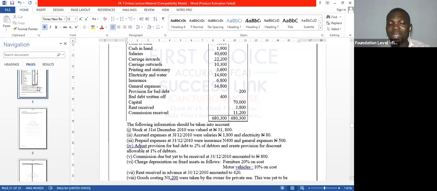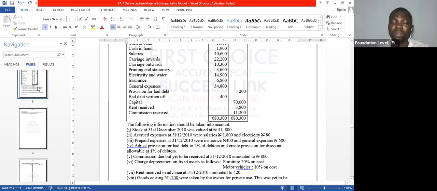So this means that we need to reduce the figure on our trial balance. Once we reduce the figure on the trial balance, that figure will now be the one that we take to our statement of profit or loss account. Then we have the adjustment for provision for bad debt as well. We adjusted that as an increase. As we go further in class, we're going to see a question that talks about a decrease, so that we can see how we treat it if there's a decrease in provision for discount allowed, or an increase.